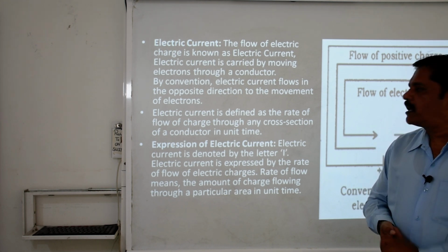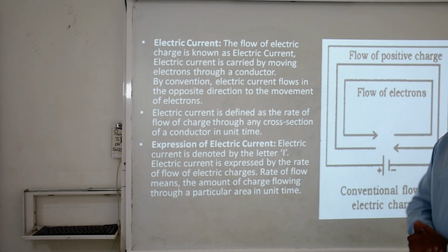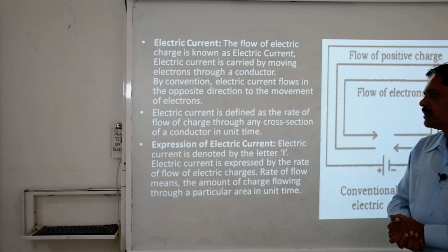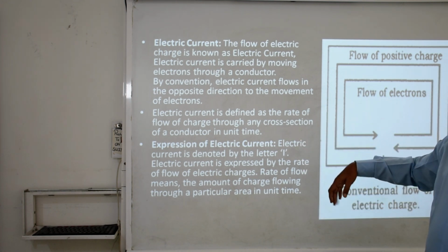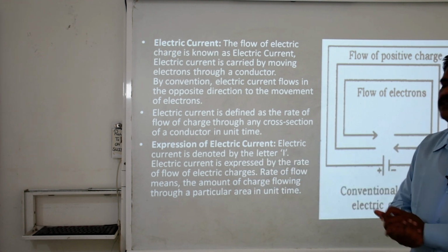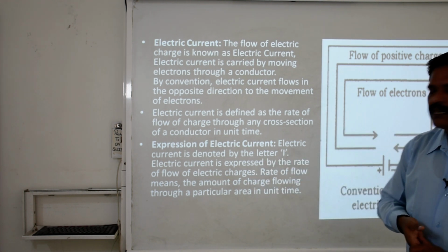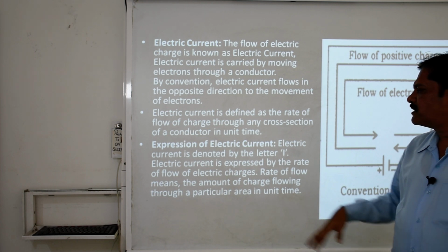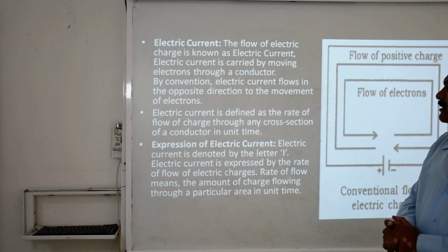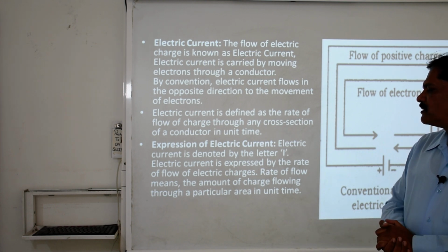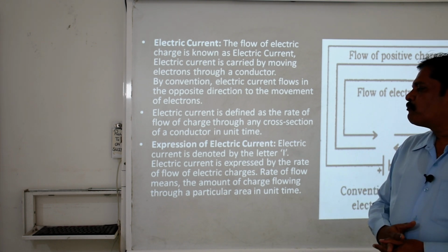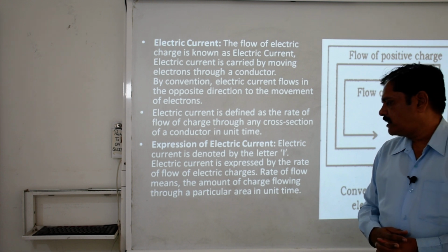The charge flowing through the cross section area in 1 second, or the unit time, is called electric current, clear. If you want to express this electric current, it is denoted by I in italics, okay. This electric current is expressed by the rate of flow of electric charges, and the rate of flow means the amount of charge flowing through a particular area in unit time.